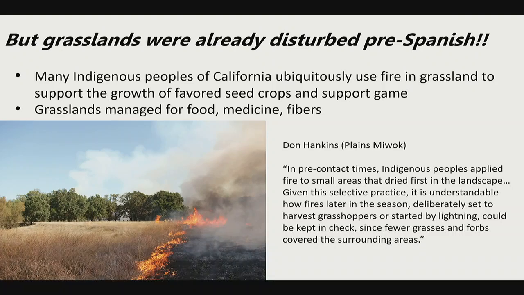A lot of sort of oral history of this and a lot of recent interviews and sort of respect of traditional ecological knowledge here. So this is Don Hankins, a member of the Plains Miwok tribe, and he says, in pre-contact times, indigenous peoples applied fire to small areas that dried first in the landscape. Given this selective practice, it is understandable how fires later in the season, deliberately set to harvest grasshoppers or started by lightning, could be kept in check, since fewer grasses and forbs covered the surrounding areas, right?